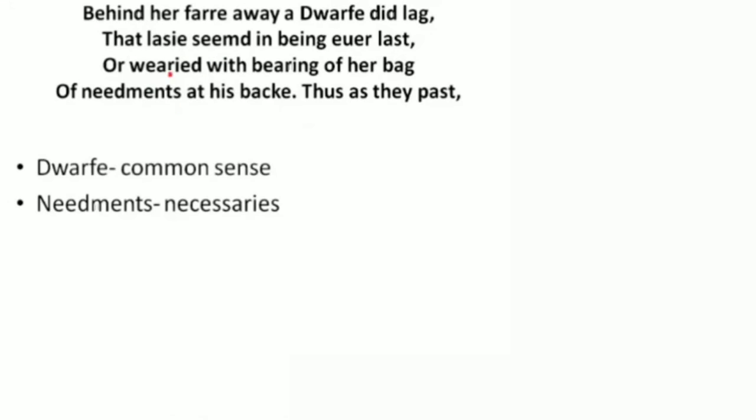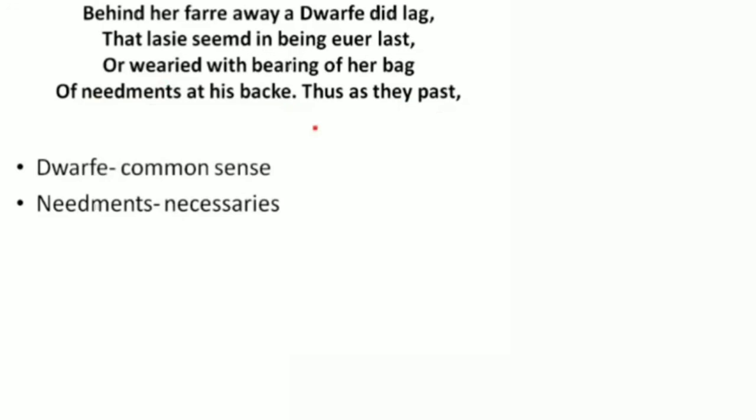Behind her far away a dwarf did lag. So behind her there was a dwarf also, who did lag, who was coming slowly with them. That lazy seemed in being ever last. He was always the last one who was coming. So that showed his laziness. Wearied with bearing of her bag. Bearing is carrying, so wearied is tired. So he seemed tired since he was carrying her bag of needments at his back, thus as they passed.